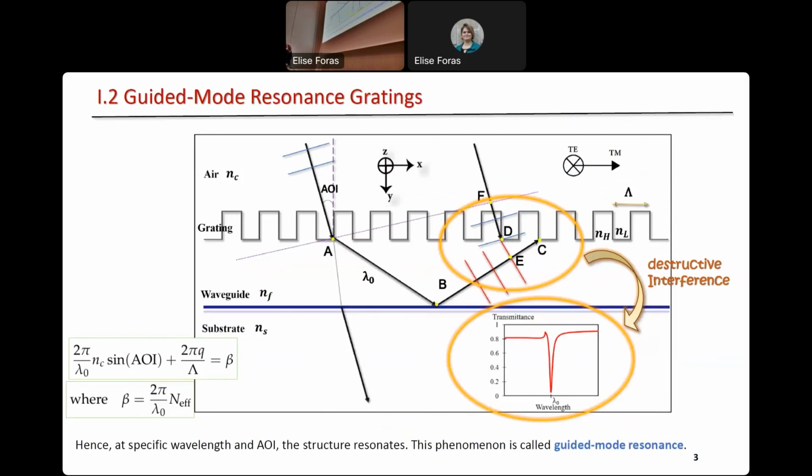When it gets diffracted, if the propagation constant of the diffracted light is equal to that of the waveguide, the light gets coupled inside it, according to this equation. When light gets coupled inside, it starts propagating. At a certain point, this light undergoes destructive interference with the incident plane waves, and we get a dip in the transmission spectrum. So this is how we observe it.